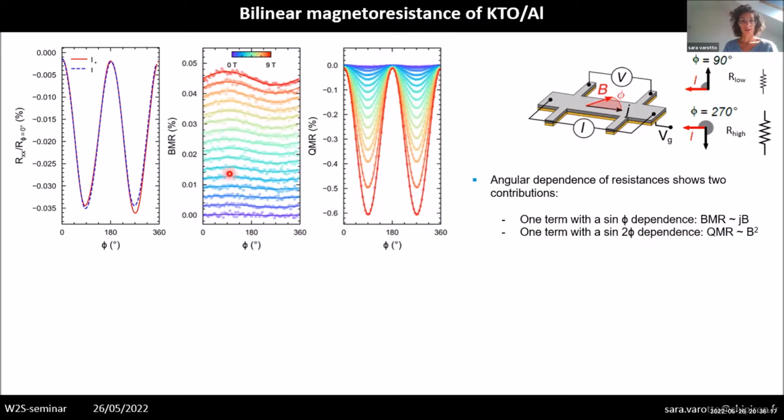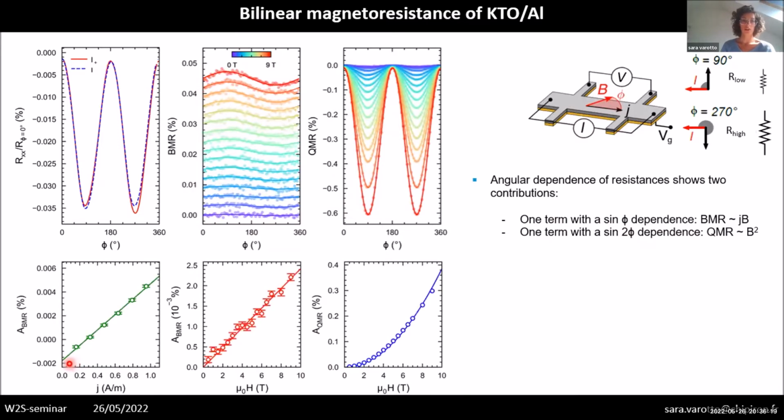The BMR term amplitude depends linearly on the current and the magnetic field applied. So it's indeed a bilinear magnetoresistance, whereas the QMR scales quadratically with respect to the magnetic field. So we have pretty much everything that we expect from the model. Moreover, the sign of this BMR leads to a negative Rashba coefficient, consistent with the spin pumping results.